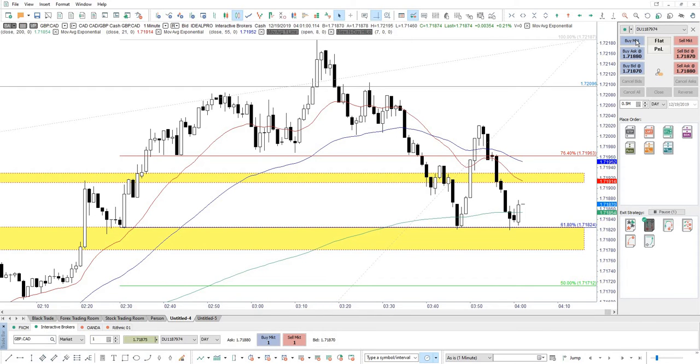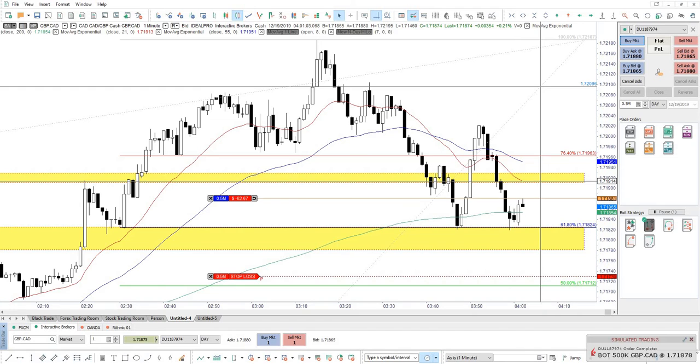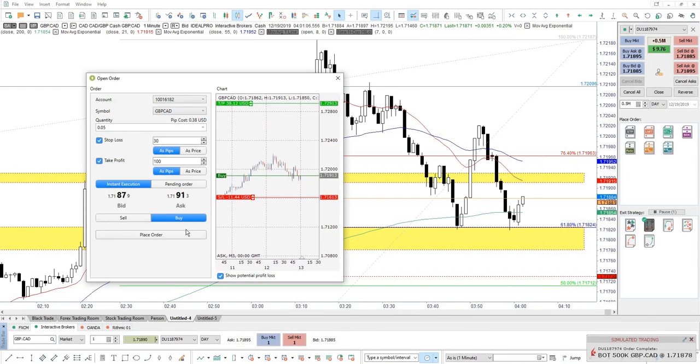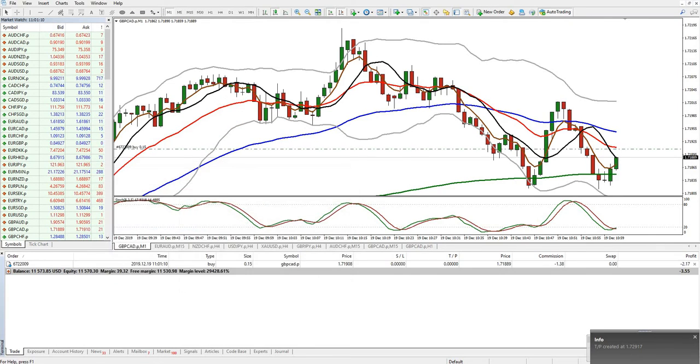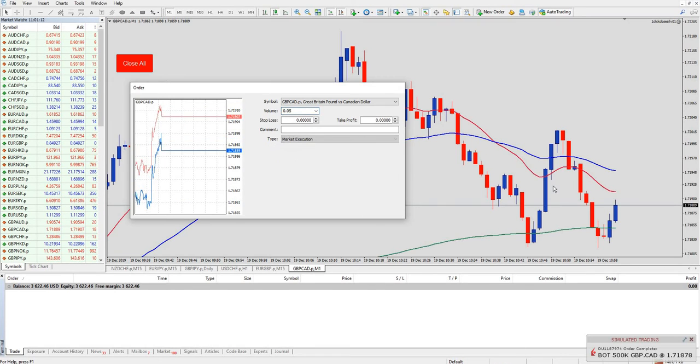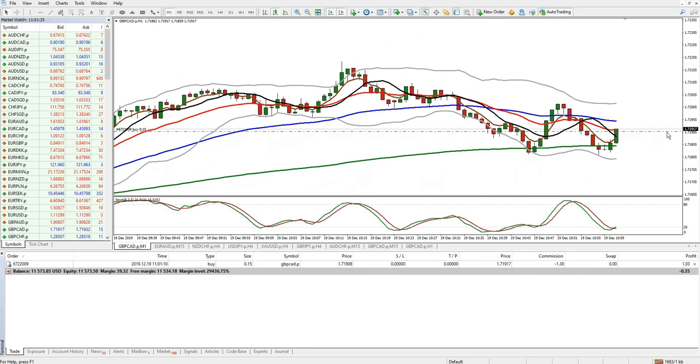Okay, yeah, now I buy it. Order filled. Okay, I buy. So let's see, the stop loss should be 71.73. Okay, 71.73.